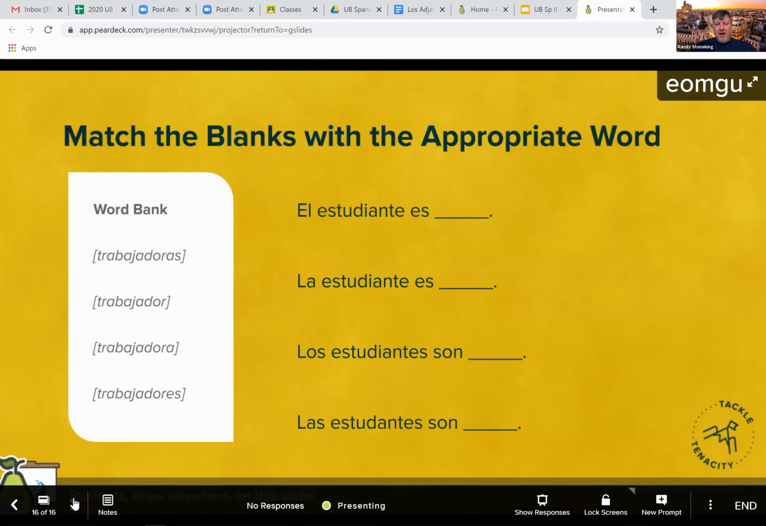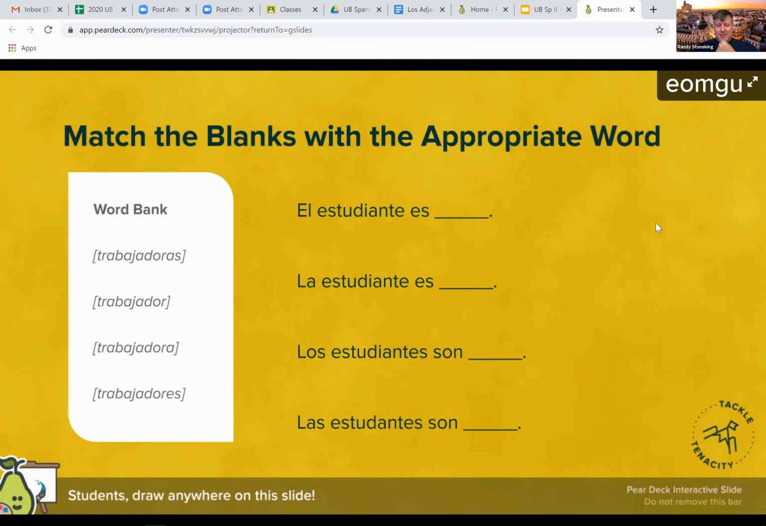Okay, let's try this. So you have 4 different options here. Just take your pencil or your marker, draw the words, connect them to the blank that they fit with. El estudiante es, la estudiante es, los estudiantes son, las estudiantes son.